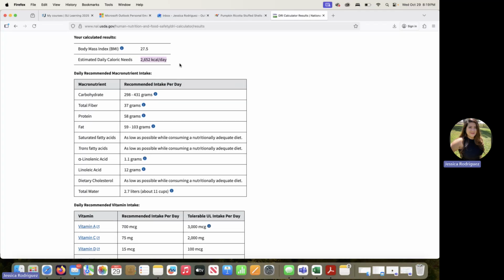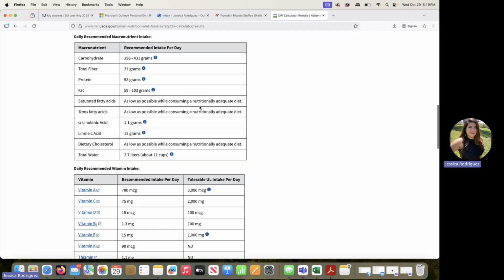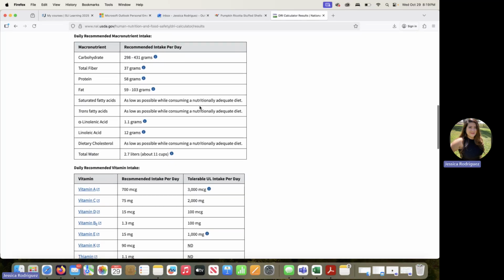You can seek a dietitian, you can talk to your doctor. But typically they will reduce that estimated daily caloric needs and go ahead and drop it down by a little bit to kind of see some progress. Okay. When you scroll down, you will see the daily recommended macronutrient intake. Remember, we always talked about macronutrients during class, and I mentioned that those are very, very important because those are the bigger amounts of nutrients that our body will need on a daily basis.